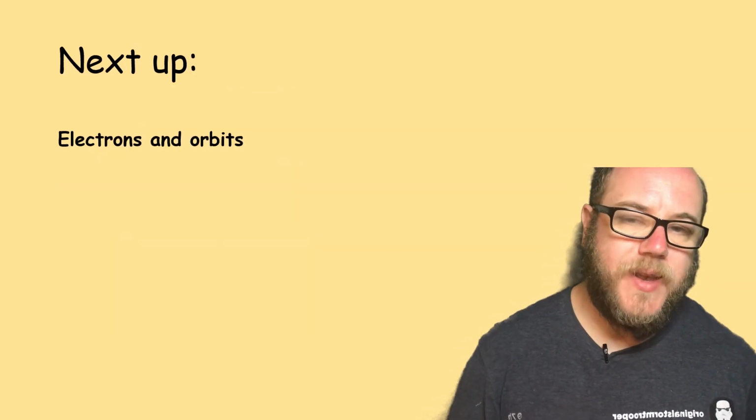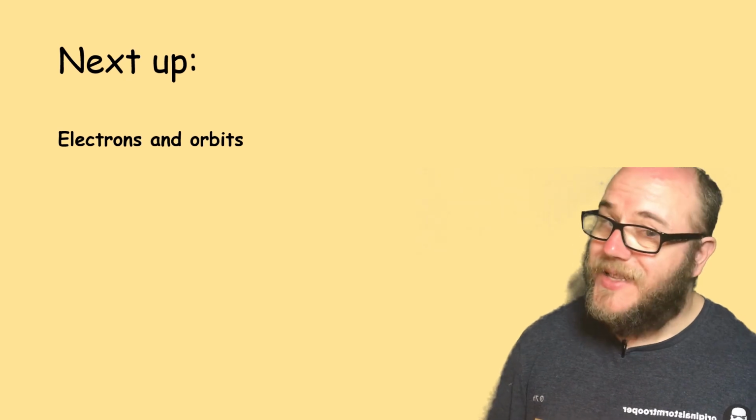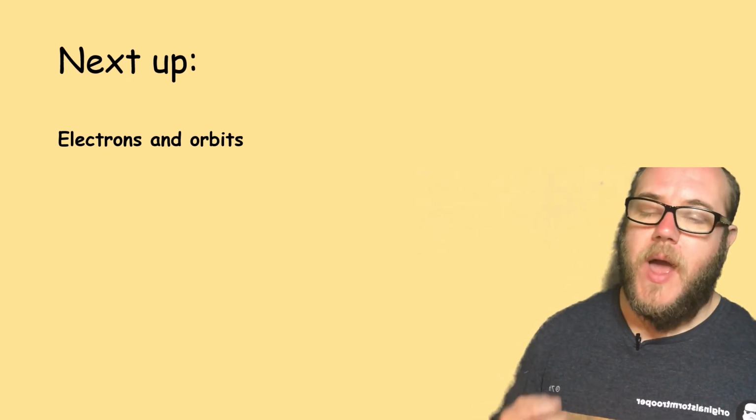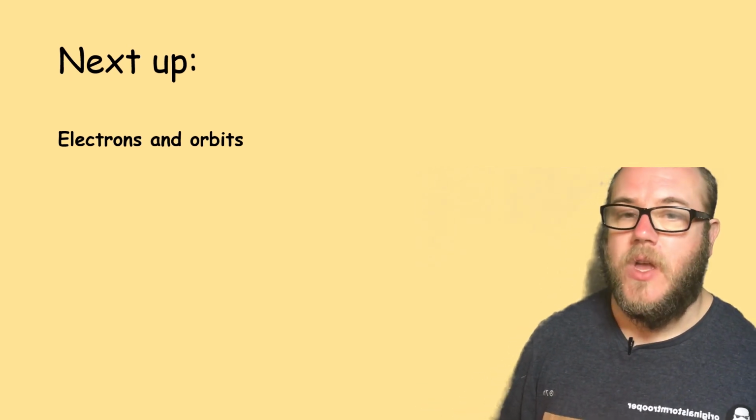I hope you join me next time for a look at electrons and orbits. It's a pretty cool one because it shows you how we make things like neon signs and other cool stuff. And it's one of my favorite things to teach when it gets to A level because it gets really, really pretty.